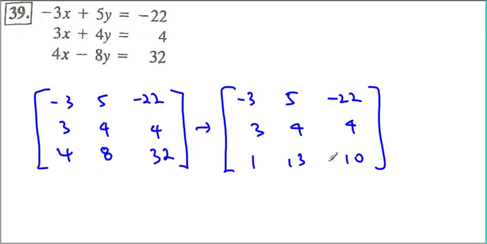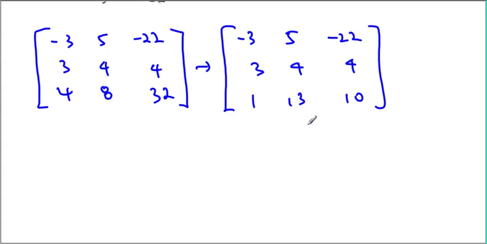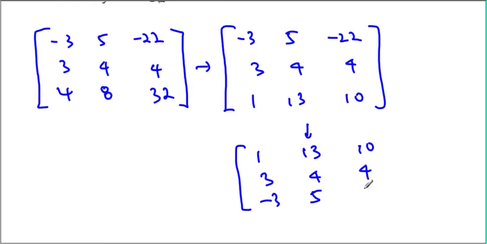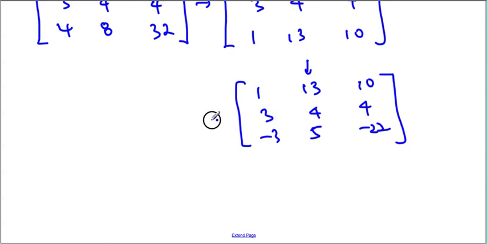So since this one has 1 in the front, I'm going to switch the first row and then third row. And I'll be getting 1, 13, 10, 3, 4, 4, and negative 3, 5, and negative 22. Now what I'm going to do is, keeping the first row as it is, 1, 13, 10, I'm going to multiply this one by negative 3 and then add on to the second row.